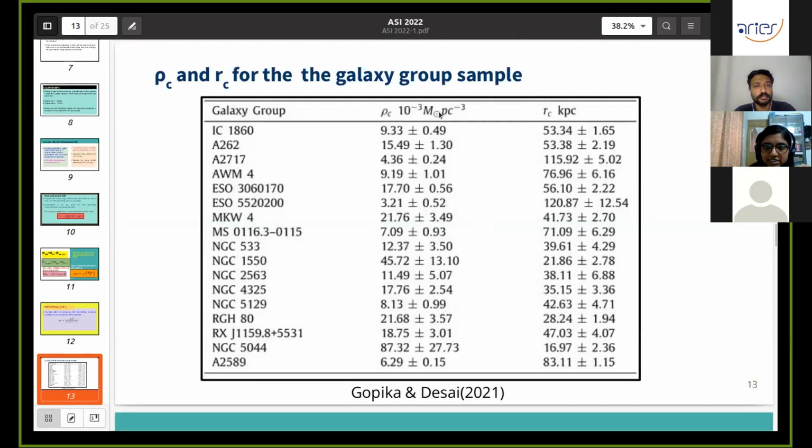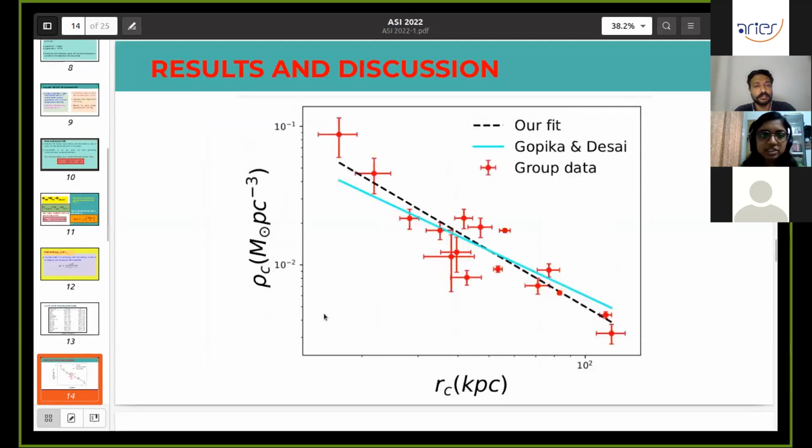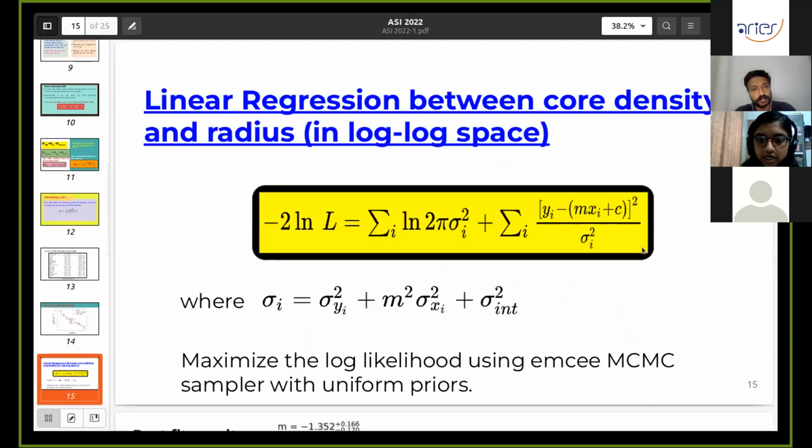The core density is in units of solar mass per parsec squared, and the core radius is in units of kiloparsecs. So now, here is a plot showing the dark matter core density versus the core radius in log space. These red data points are for the galaxy groups data, and we have done a linear regression here by maximizing this log likelihood function using an MCMC sampler with uniform priors. And we have also considered this intrinsic scatter as a free parameter in this case.